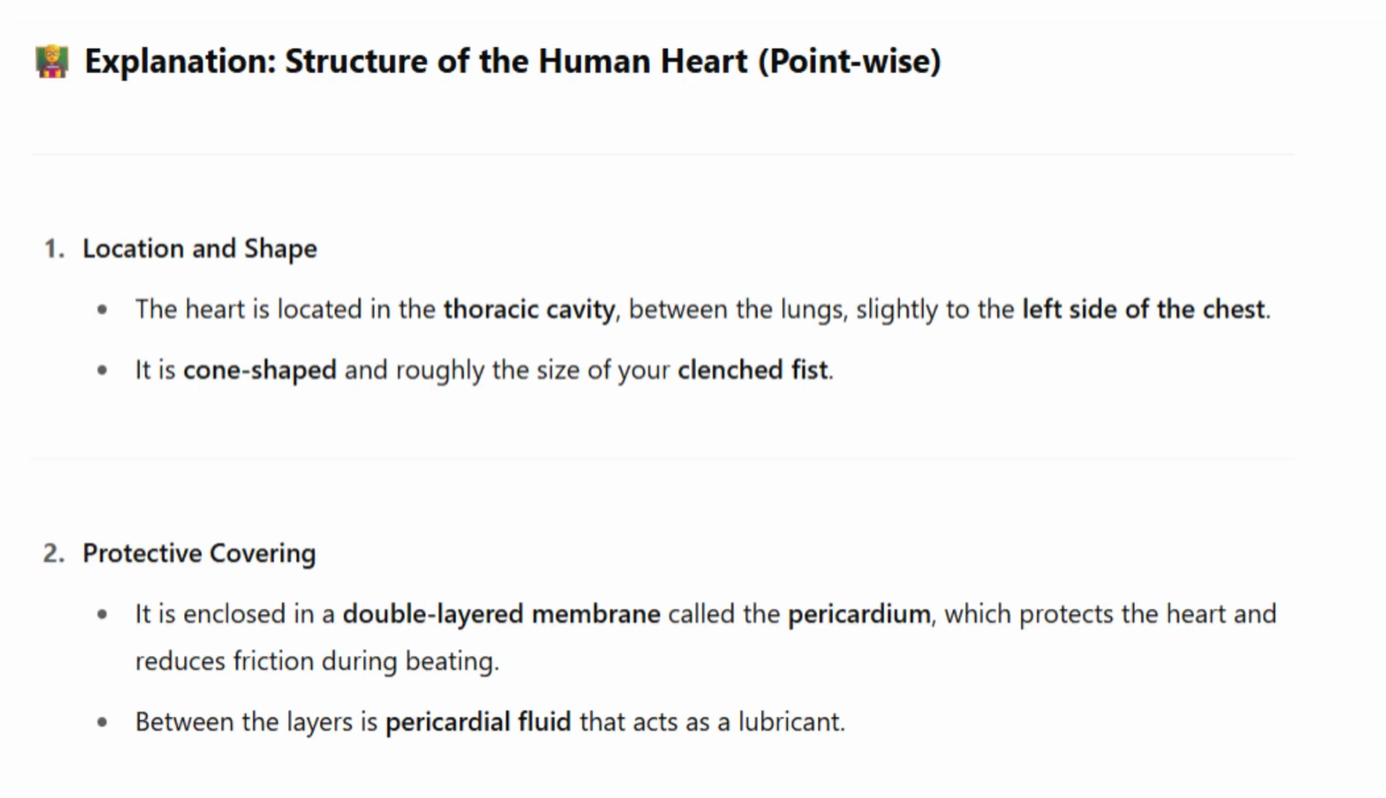Explanation. Structure of the human heart, pointwise. Location and shape. The heart is located in the thoracic cavity, between the lungs, slightly to the left side of the chest. It is cone-shaped and roughly the size of your clenched fist. Protective covering. It is enclosed in a double-layered membrane called the pericardium, which protects the heart and reduces friction during beating. Between the layers is pericardial fluid that acts as a lubricant.